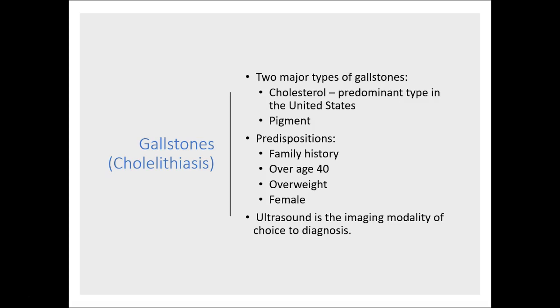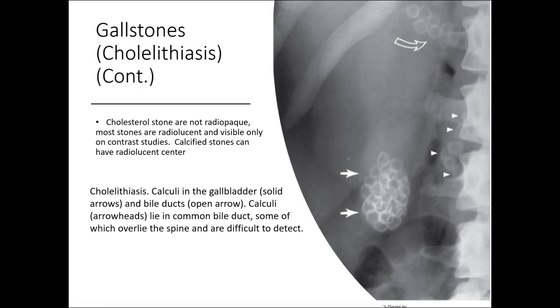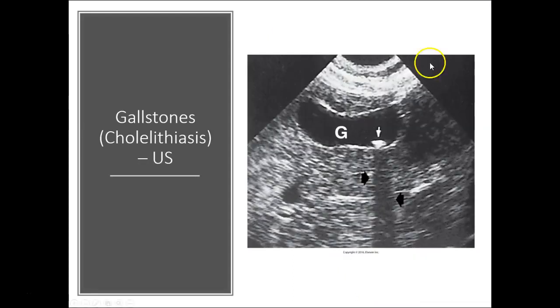Ultrasound is the imaging modality of choice for diagnosis. Looking here, here is the sac, the gallbladder, and you can see we can make a necklace out of all these stones. And up in here, they're in the duct, and this is not good. All right, here's ultrasound, and you can see a stone within the gallbladder.